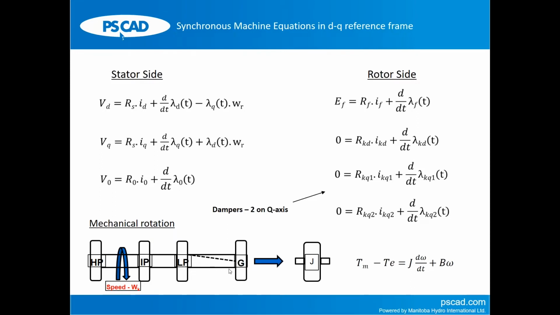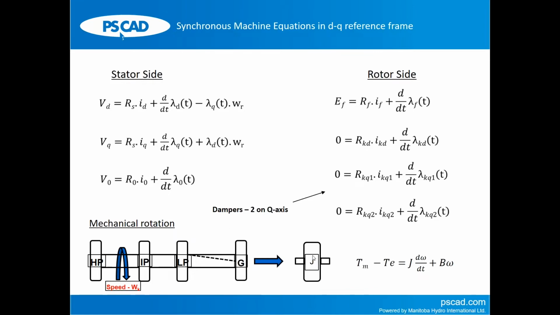And these shafts are not rigid. They are elastic shafts, so there is interaction between different masses, and we refer to them as torsional interactions. But for most studies, we don't need to consider torsional interactions. For most stability-like studies, we lump all these masses into a single rigid mass.